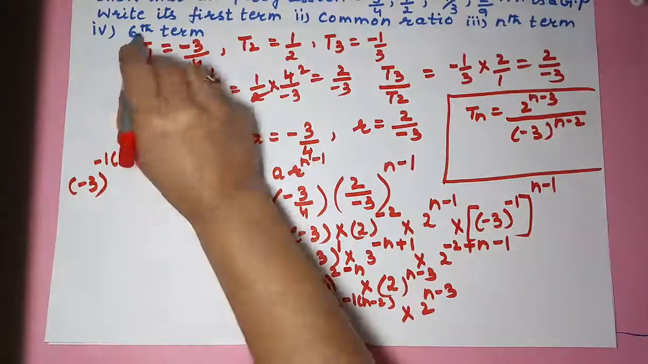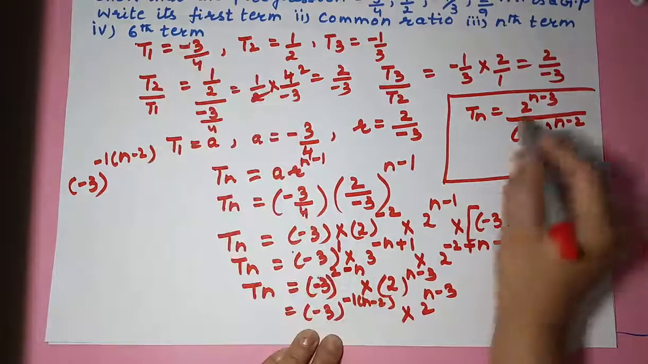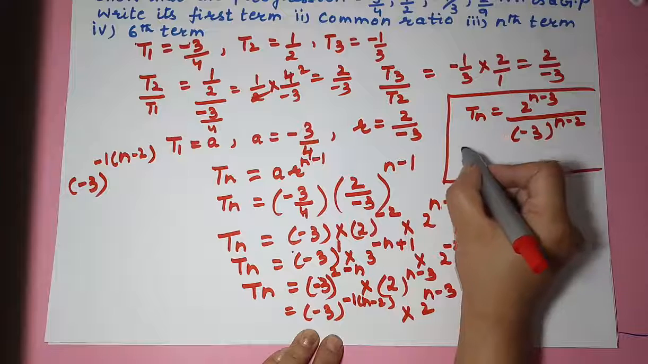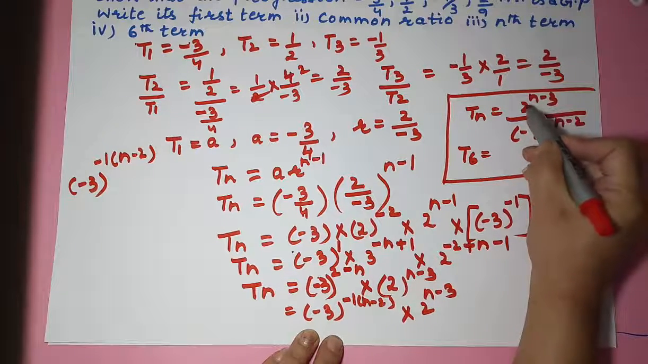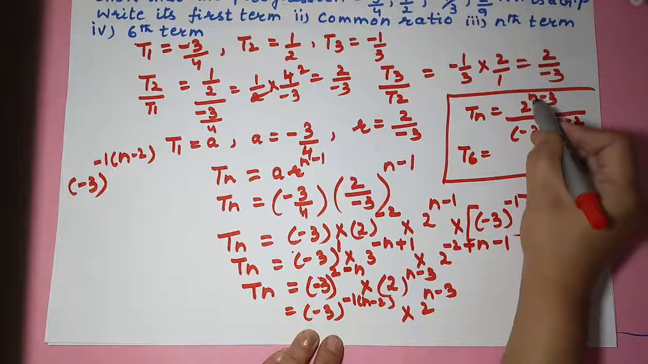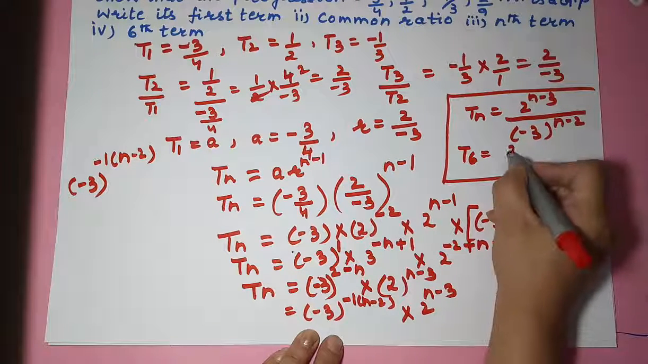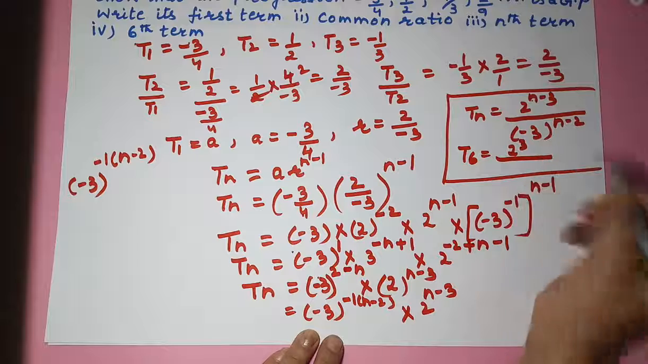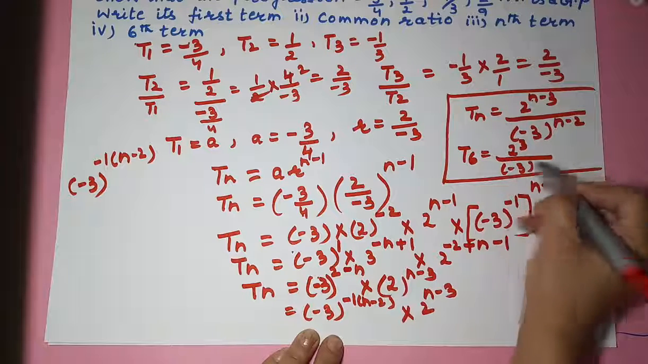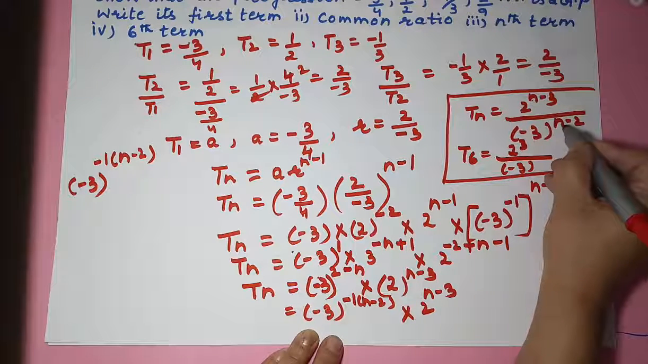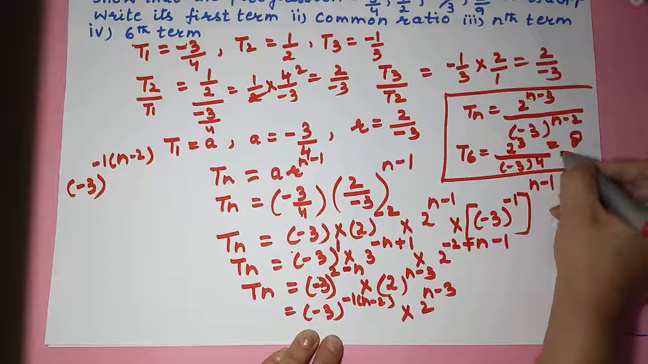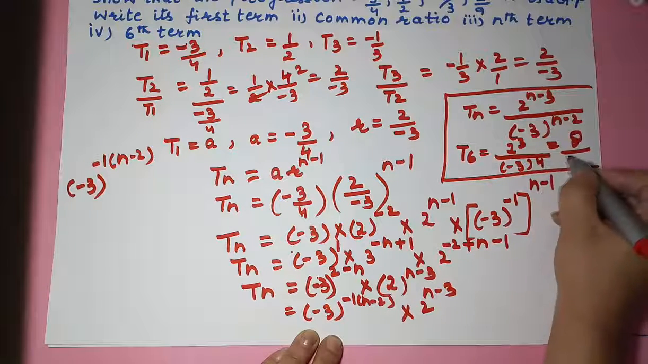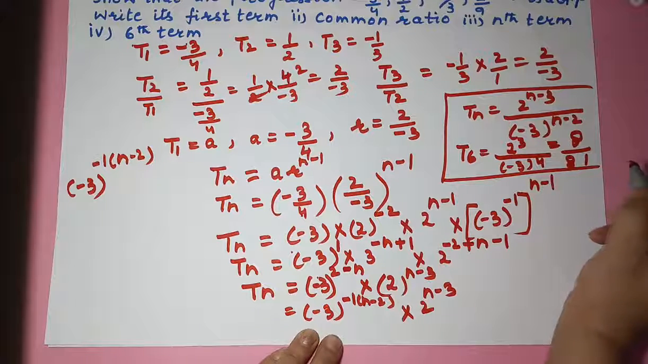Now I have to find the value of the 6th term here. How will I find the value of the 6th term? I will substitute n as 6. So if you substitute n here as 6, 6 minus 3 is 3. So you will get 2 cubed upon minus 3 raised to 6 minus 2, which is 4. So you got 8 upon 81. That is your answer.